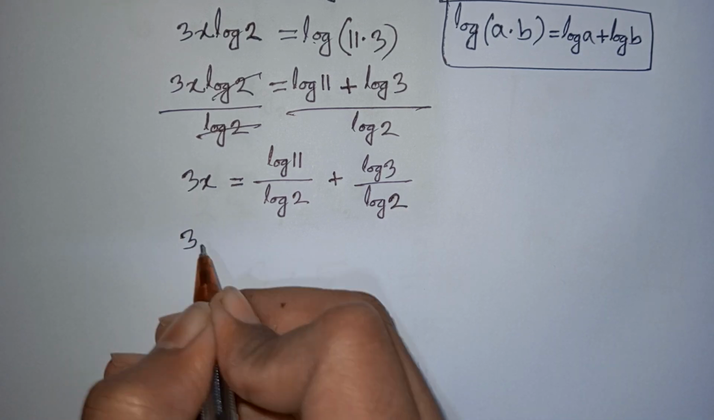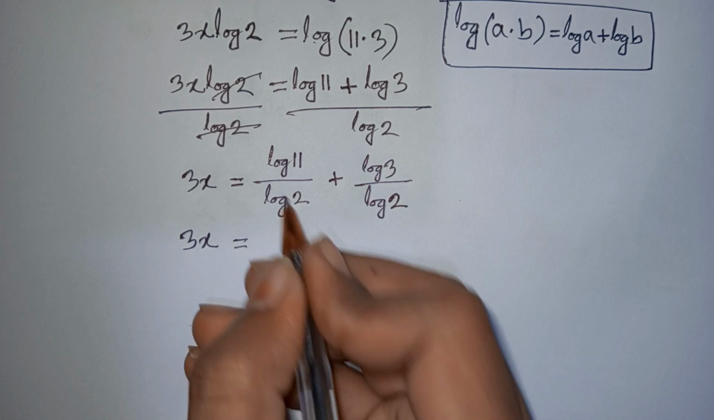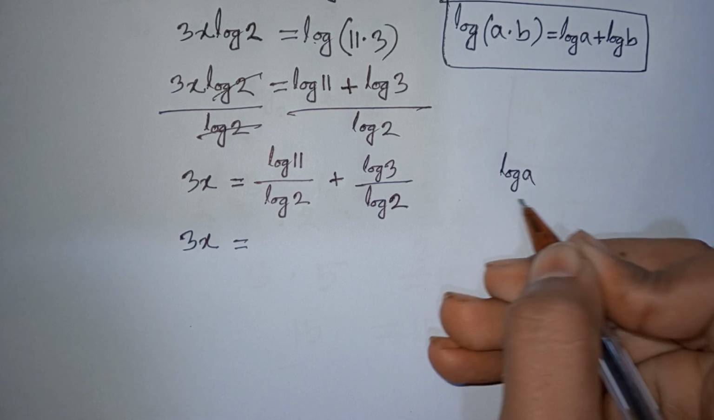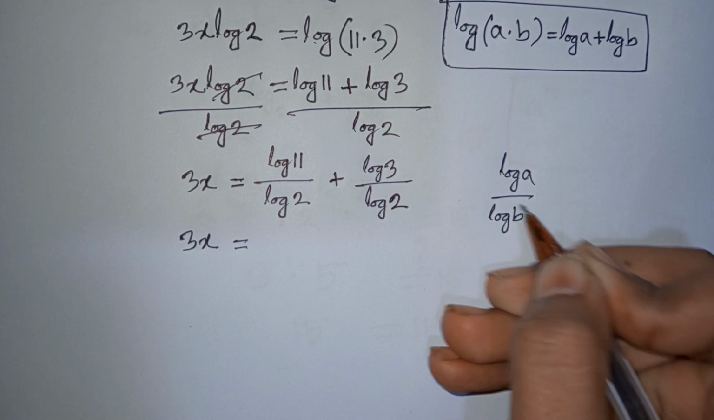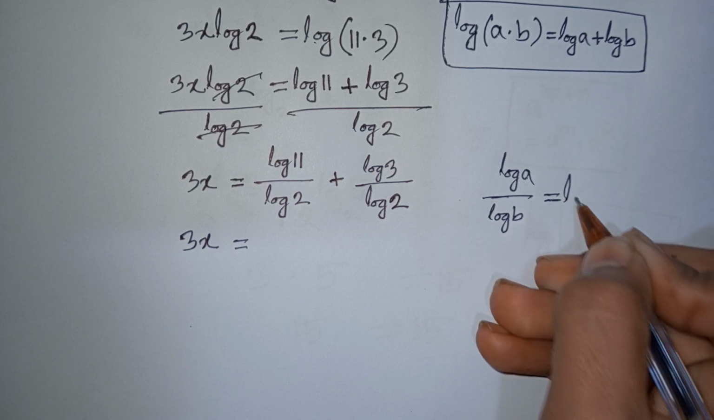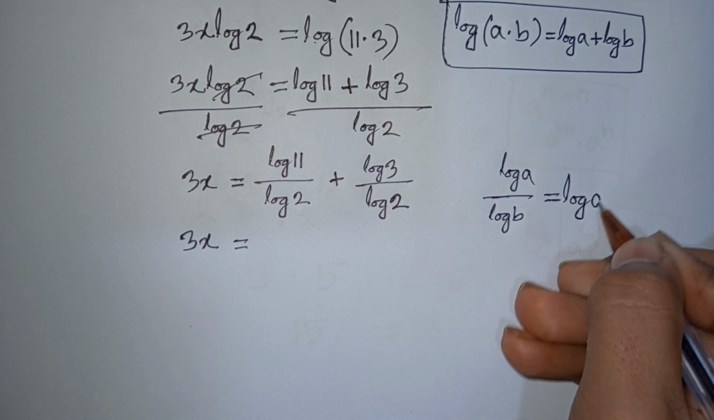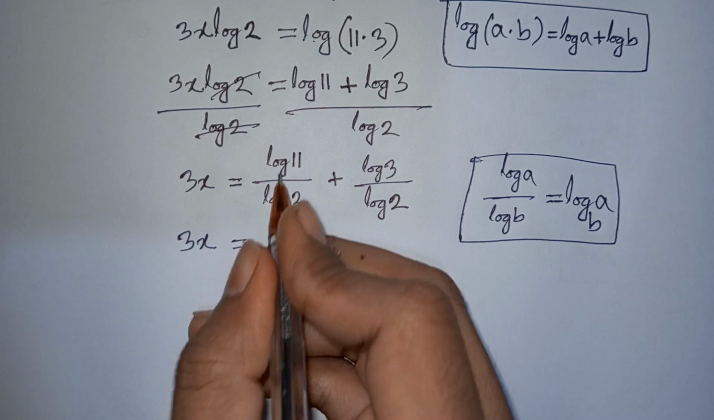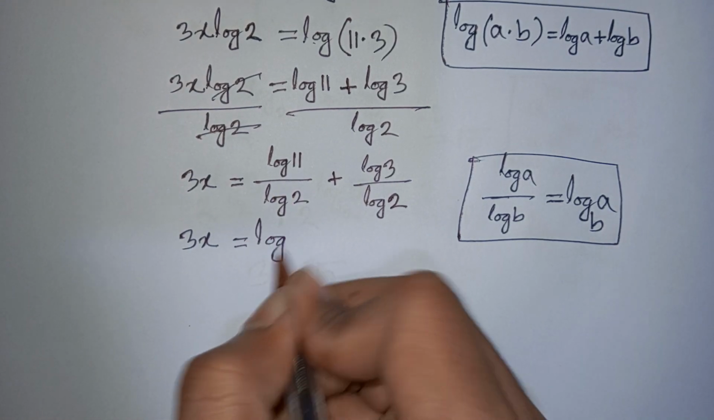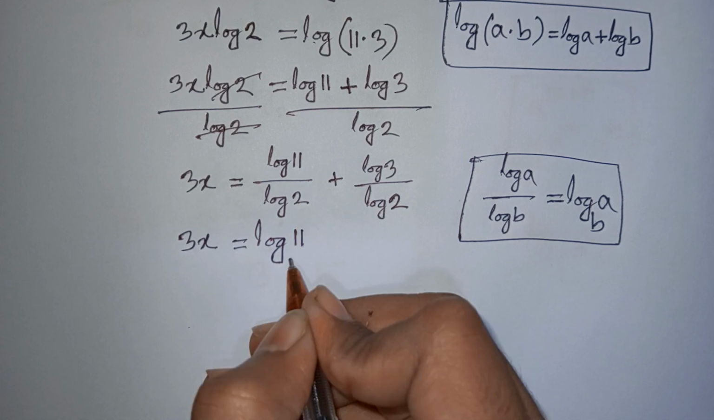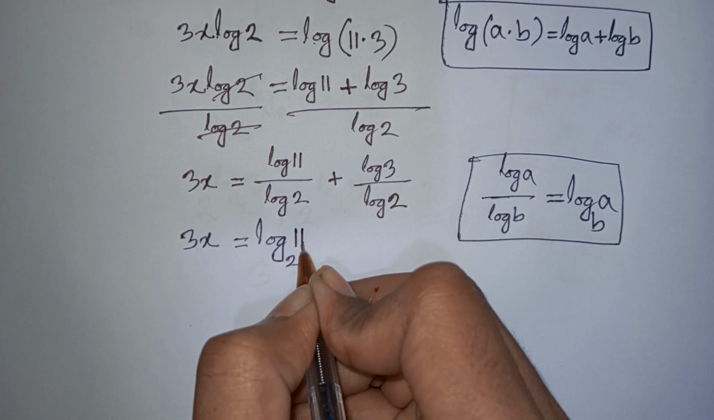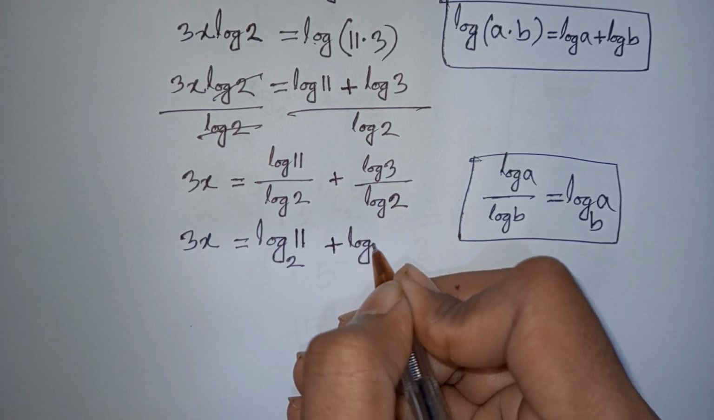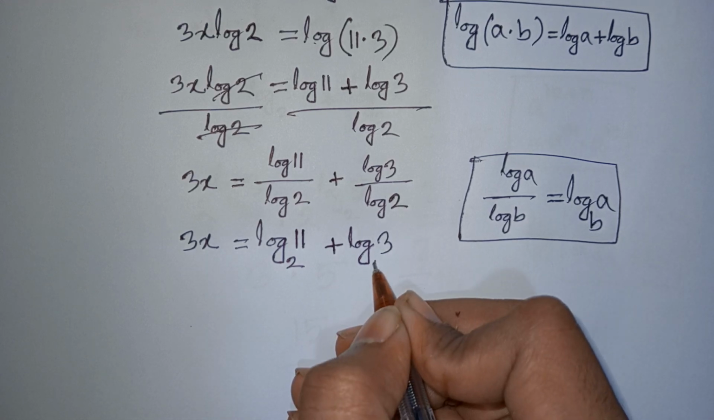Now, we have 3x is equal to log 11 divided by log 2. Remember this formula: log a divided by log b is equal to log a base b. So, log 11 divided by log 2 will be log 11 base 2, plus log 3 divided by log 2, that means it will be log 3 base 2.